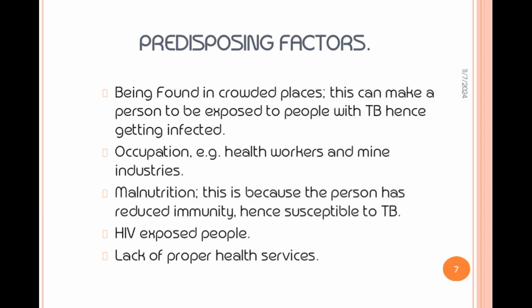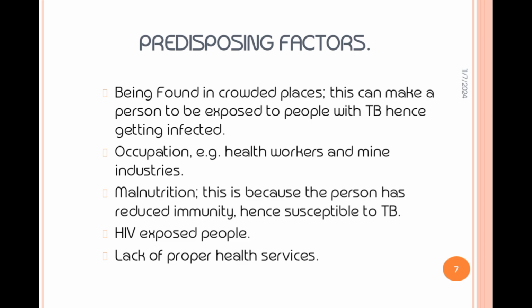Talking about HIV exposed people. For those who have HIV and AIDS, how are they predisposed to tuberculosis? It is because of what? The reduced, weakened immunity. A patient with HIV infection may have a weakened immune system, hence you find that they are predisposed to tuberculosis. Lack of proper health services as well. Don't leave out this one. Lack of proper health services.